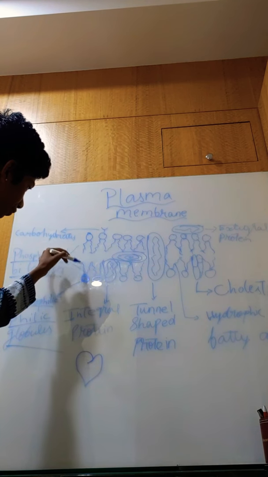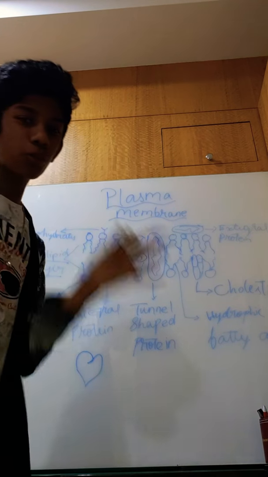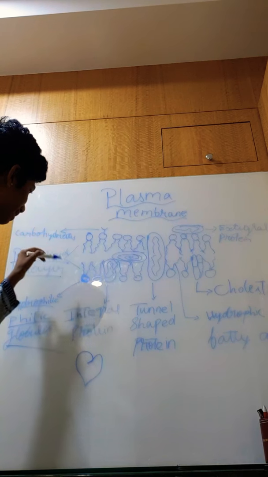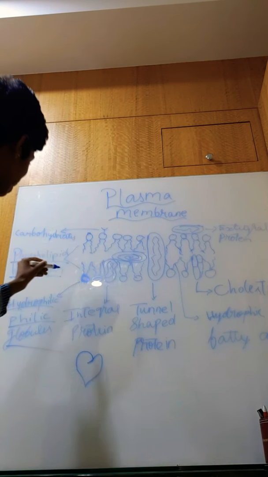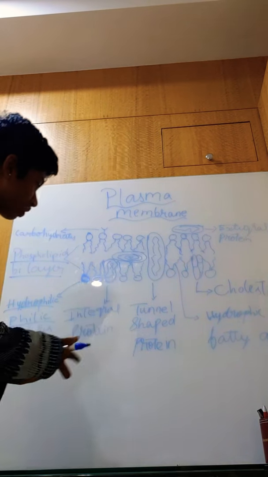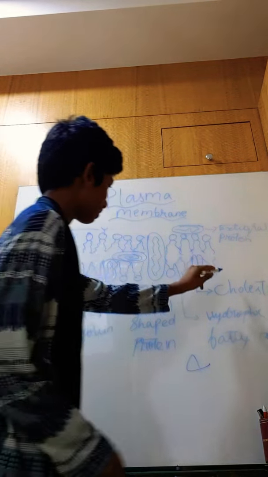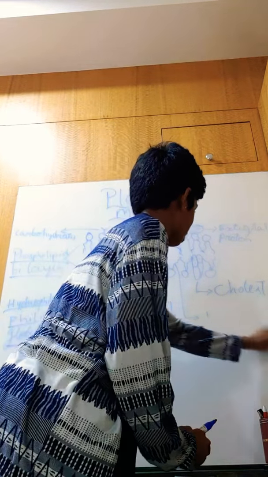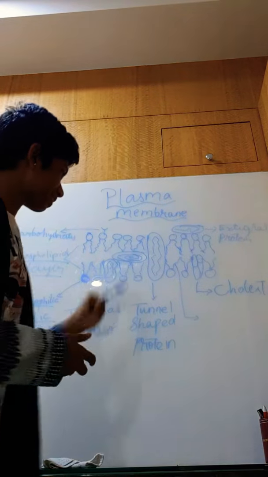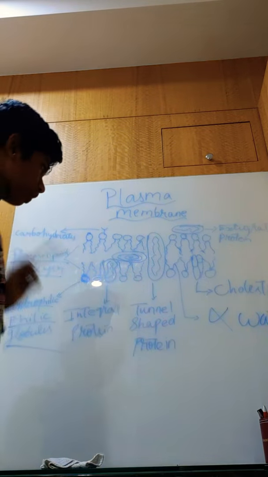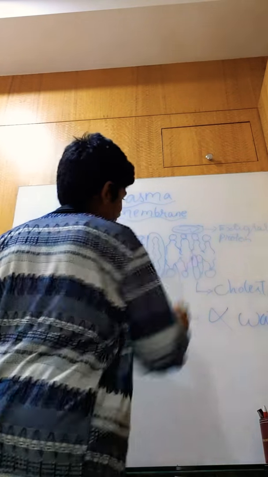This part, the fatty acids, is hydrophobic, meaning it hates water. This is the hydrophobic, tail-like strands. It's a fatty acid, so it hates water.